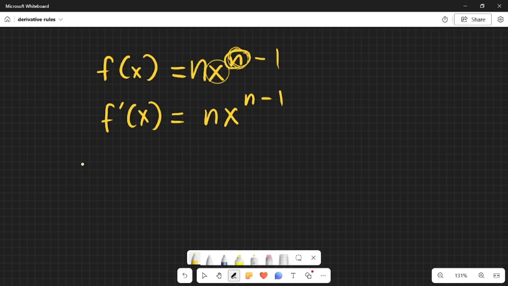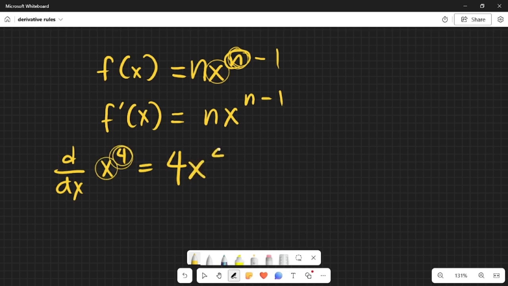Now for our examples using this power rule, we're going to start with d dx of x to the 4th. First, we're going to take the base, and then we're going to take its exponent, which is 4, and we're going to subtract it by 1. That would be equal to 4x cubed.